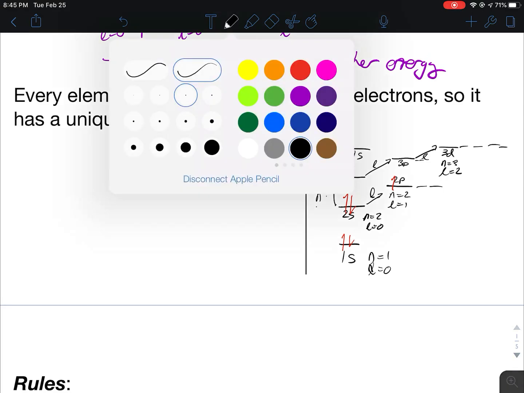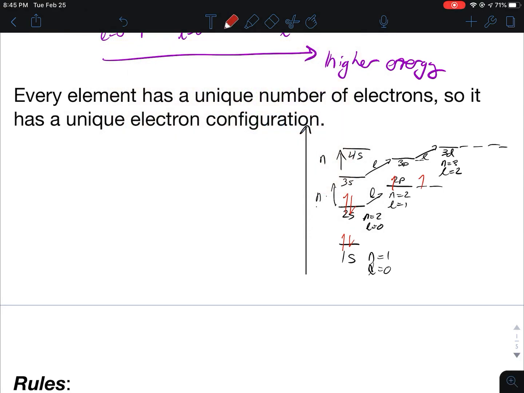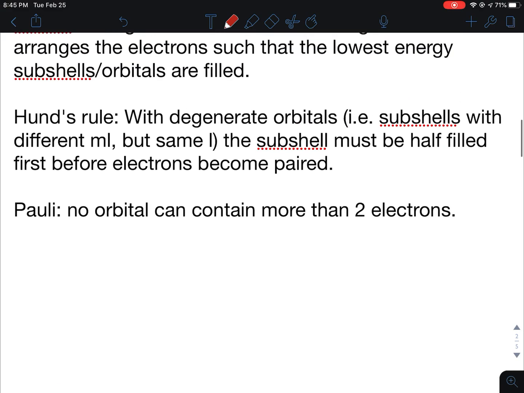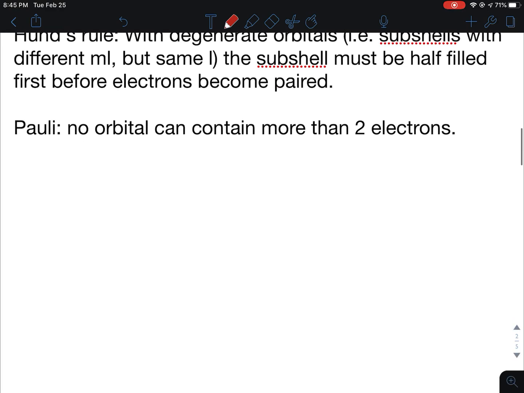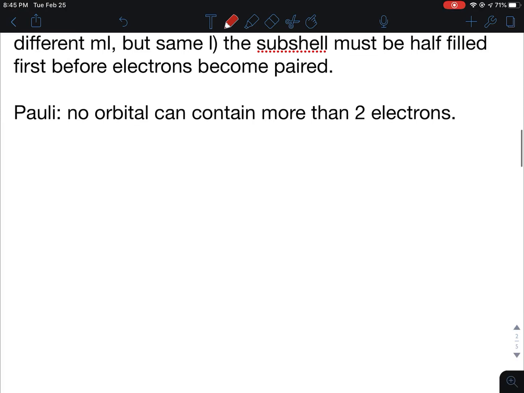So as you go up, we've got increasing energy. And this is your ml down here. This is -1, 0, 1. This is going to be -2, -1, 0, 1, and 2. Okay. Then we have Hund's rule, where for degenerate orbitals, those subshells with different ml but the same l, the subshell must be half filled first before the electrons are paired.